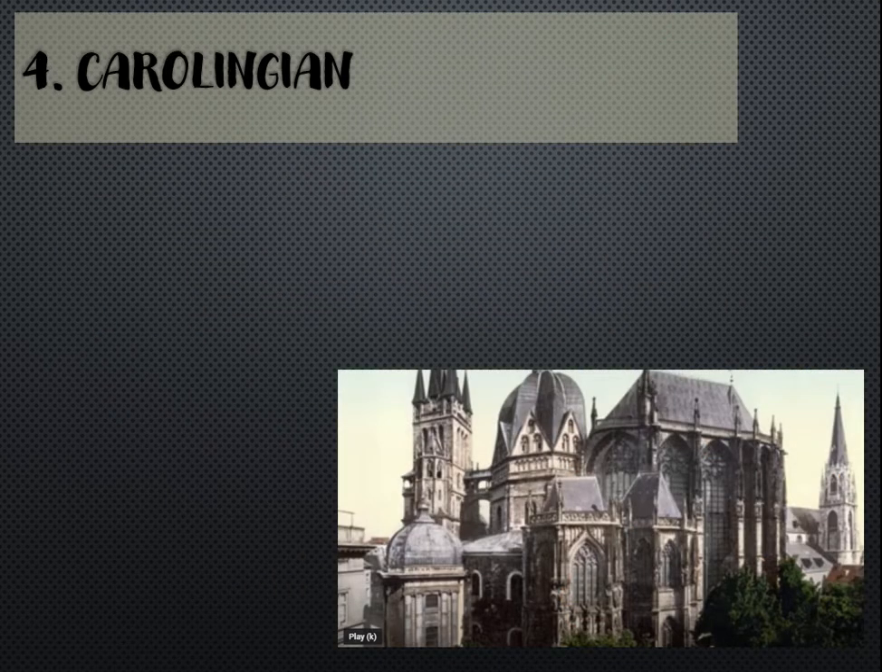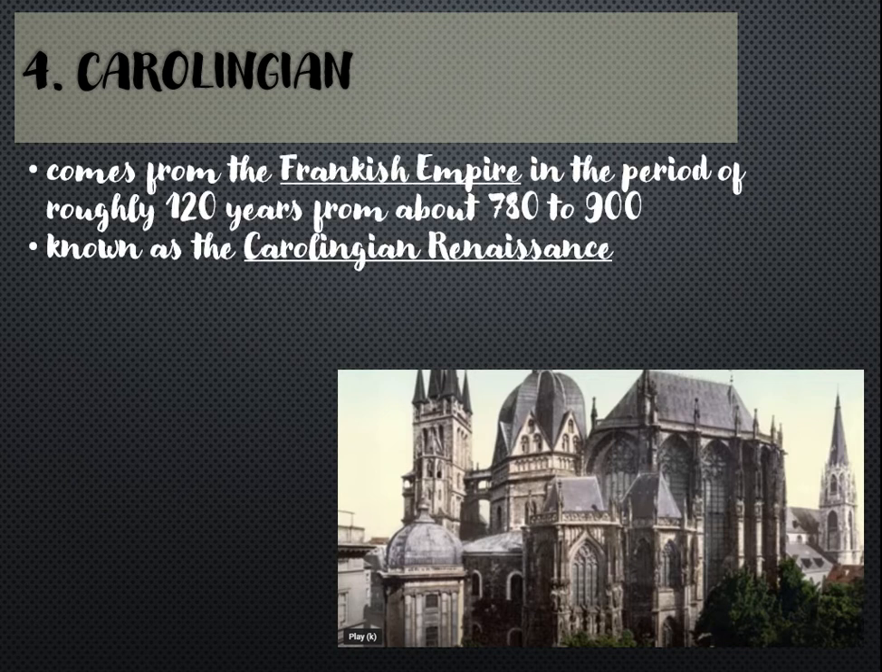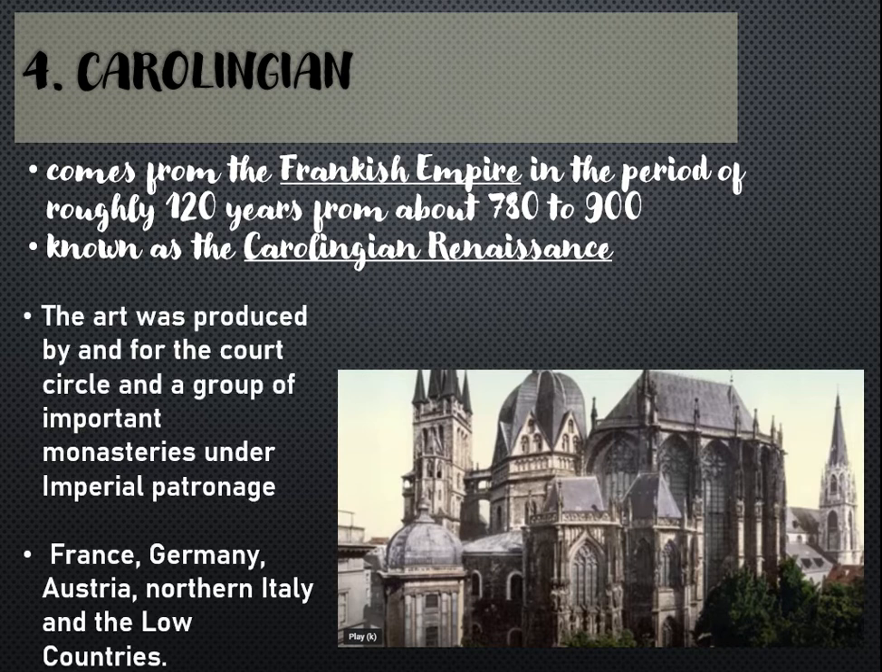Next one here is Carolingian art. It comes from the Frankish Empire in the period of roughly 120 years from about 780 to 900, known as the Carolingian Renaissance. The art was produced by and for the court circle and a group of important monasteries under imperial patronage, including here the countries France, Germany, Austria, northern Italy, and the Low Countries.